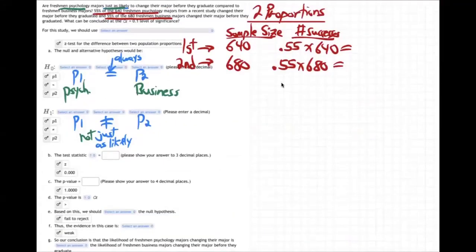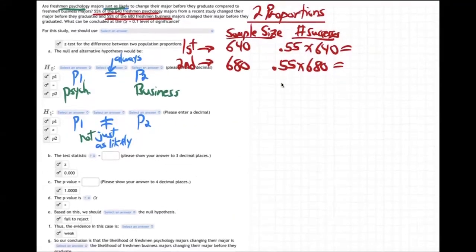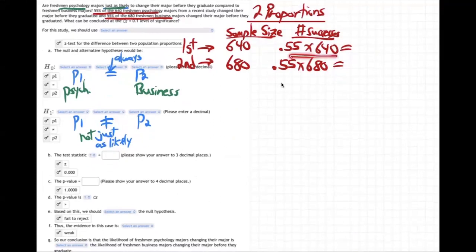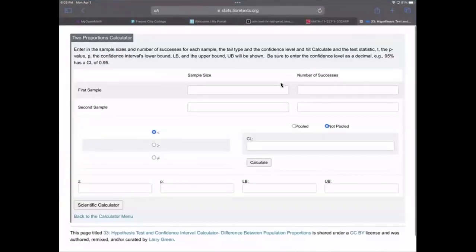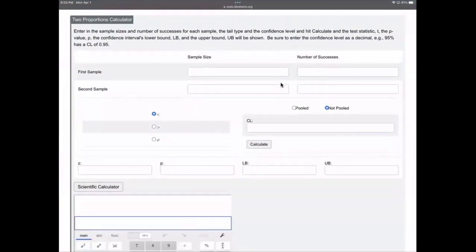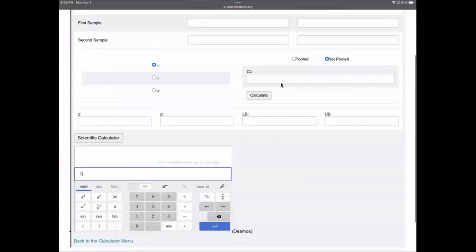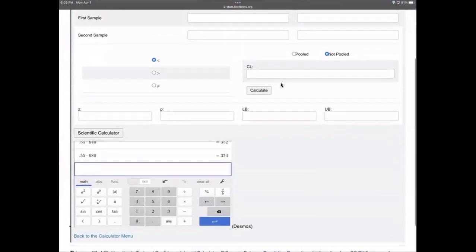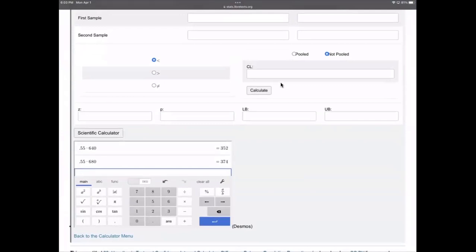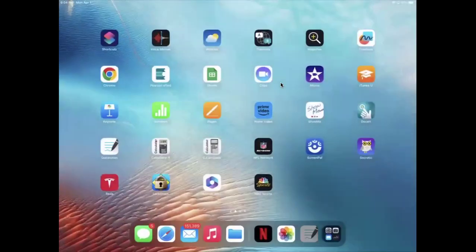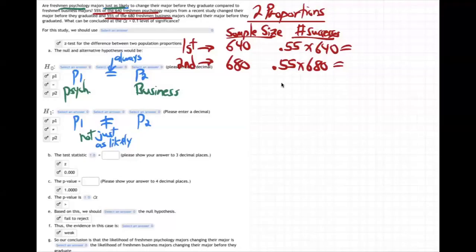Wrong place there. There we go. There's our problem. So I'm going to go to the calculator. I'm going to put in 0.55 times 640 and 0.55 times 680. Here we go. See at the bottom where it says scientific calculator? Click on that. I'm going to go 0.55 times 640 equals, and 0.55 times 680. Get both those numbers. There it is. You can see them, 352 and 374. Let's go back.